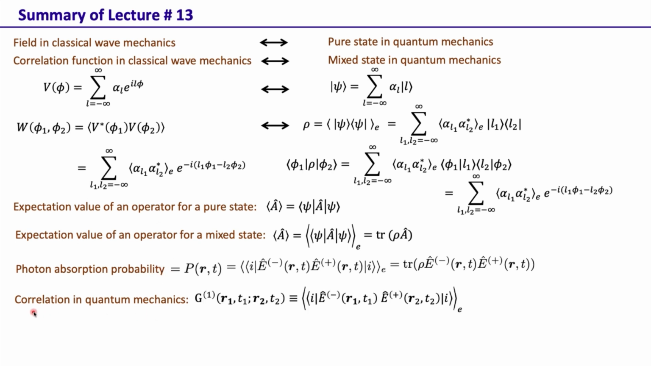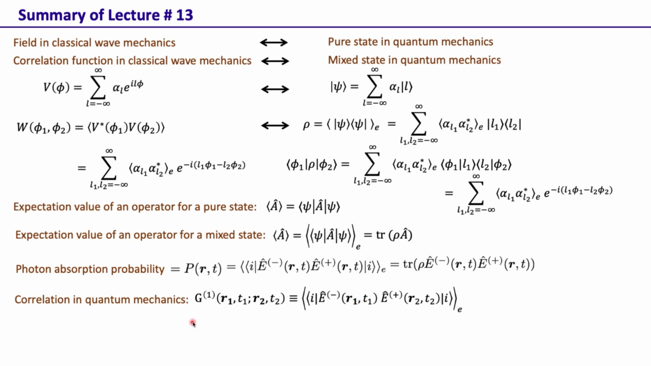Similarly, we have correlation in quantum mechanics, and that is represented in terms of this function G1. This represents a correlation in the field between the field points at R1, T1 and R2, T2, and is calculated like this. Psi is the state, and E minus and E plus are the negative and positive frequency parts of the field at R1 T1 and R2 T2. So this basically represents the correlation between the states of the field at R1 T1 and R2 T2.